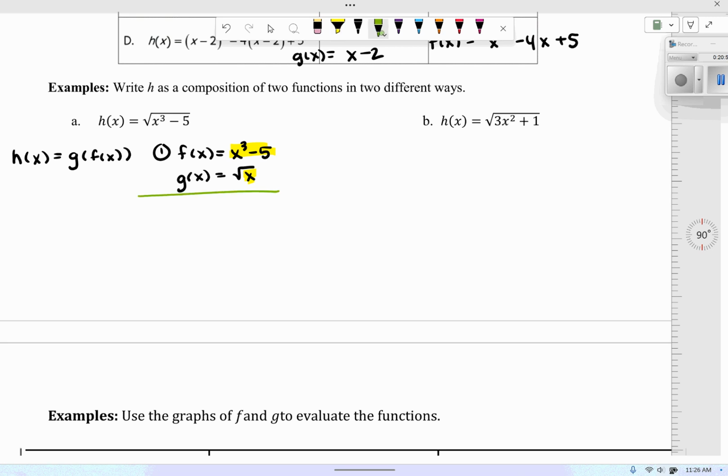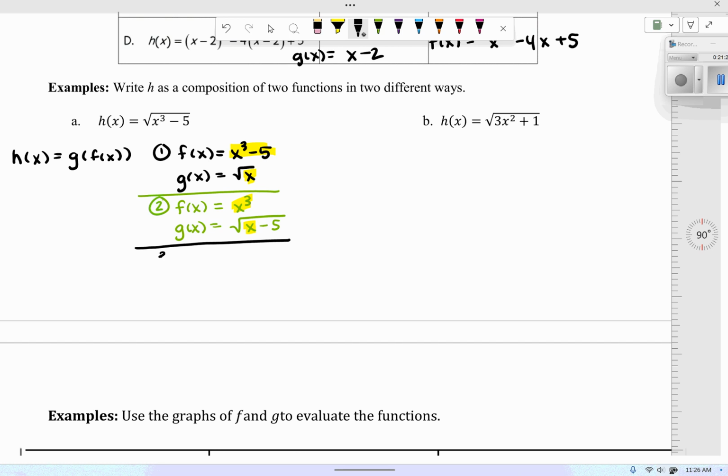So let's try to do another one. What if we did f of x is equal to x cubed? Then what would g of x have to be equal to? g of x would be equal to the square root of x minus 5. So now if you plug in x cubed into x, you get h of x out. And you can make it anything that you want, as long as when you plug it in and do the composition, it gives you your answer.